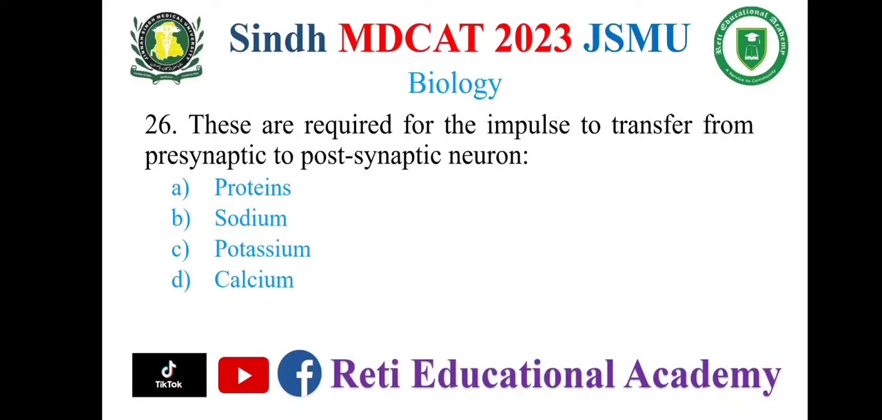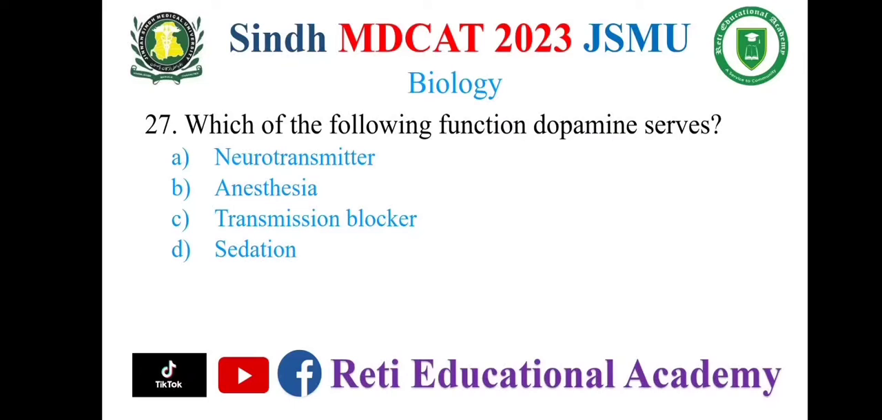Question number 26. These are required for the impulse to transfer from presynaptic to postsynaptic neuron. A. Proteins, B. Sodium, C. Potassium, D. Calcium. And the correct option is A. Proteins.